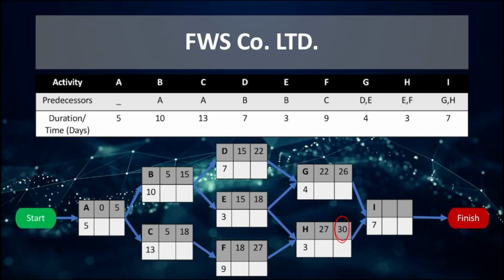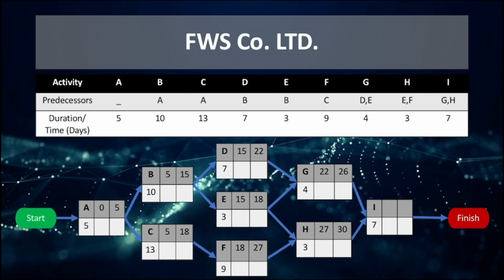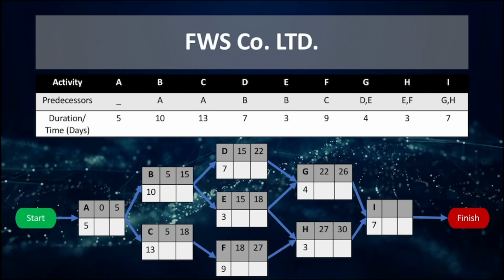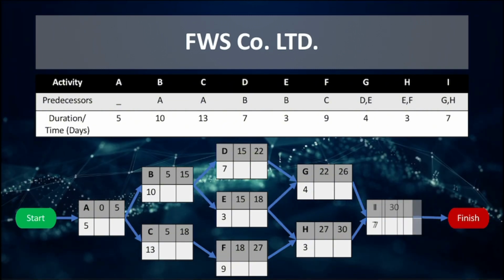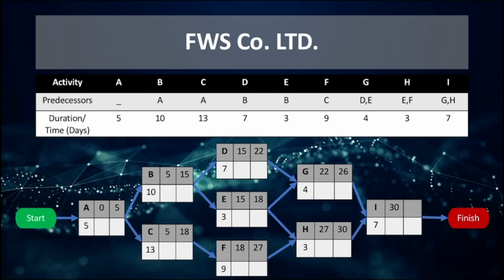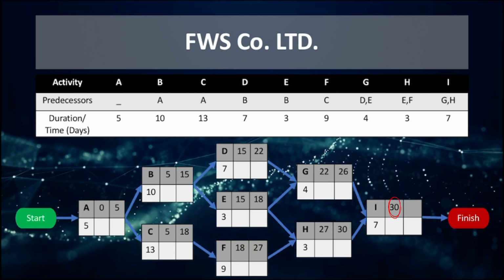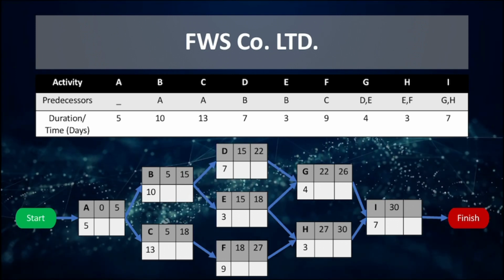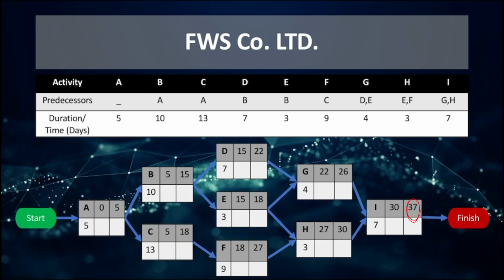equal to 30. I needs H and G to complete before it can start. The earliest finish times of H and G are 30 and 26. Since the highest earliest finish time between H and G is 30, the earliest start time that I can start is 30. With an activity time of 7 weeks, I will have an earliest finish time of 7 plus 30 is equal to 37.